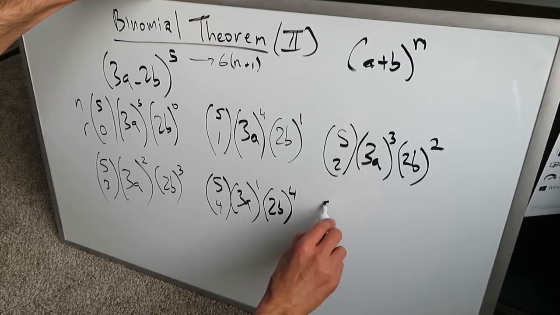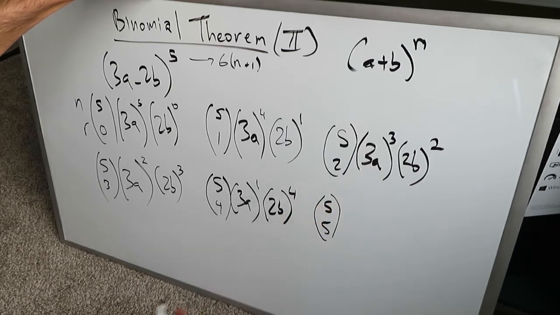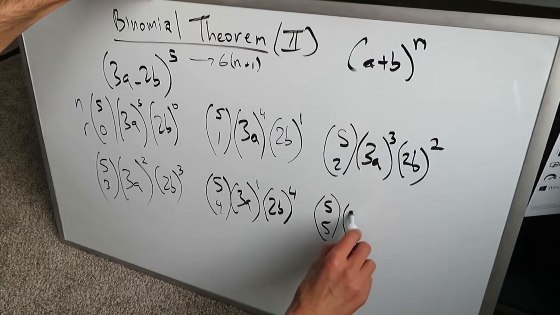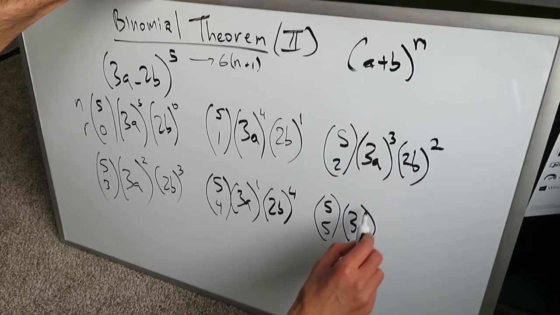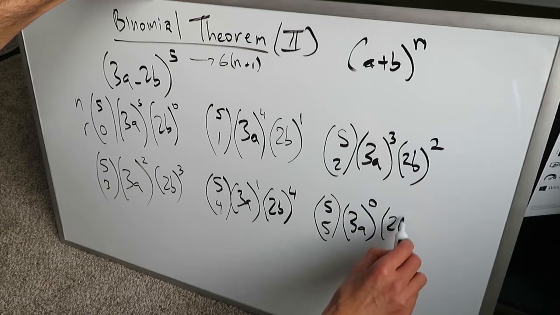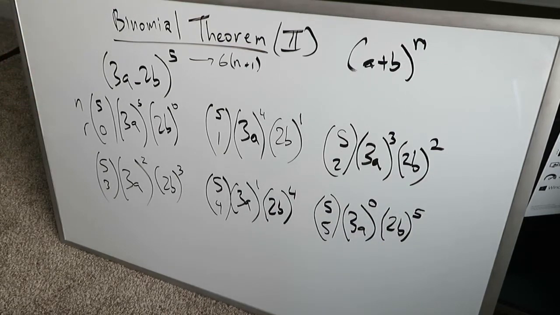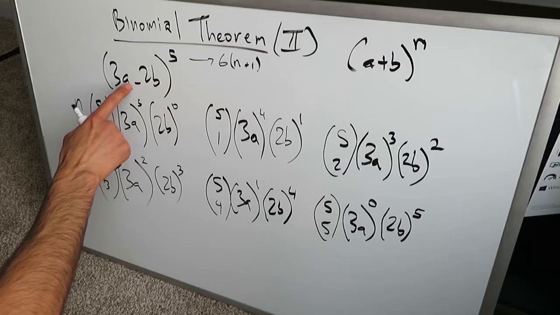And lastly, 5 and a 5. Now we know we're done because we have n and r equal to each other. 3a to the power of n minus r. 5 minus 5 is a 0. And finally, 2b to the power of r, which is 5. We don't have to expand, we don't have to open all of this out because we can calculate that using a calculator. But let's look at what happens with the signs.